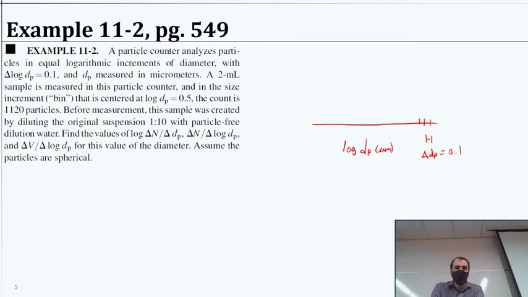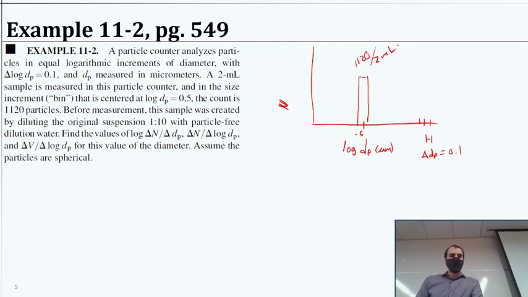So a 2 milliliter sample is measured in the particle counter, and in the size increment bin that is centered at log dp equals 0.5, the bin that's here, like in a histogram, the count is 1,120 particles. I think this is just particle number on the y-axis here, number concentration. So that would be 1,120 per 2 milliliters, if we were to be correct about the volume here.